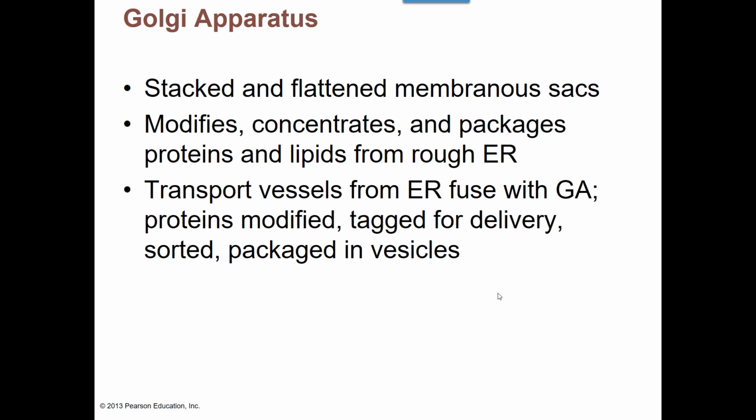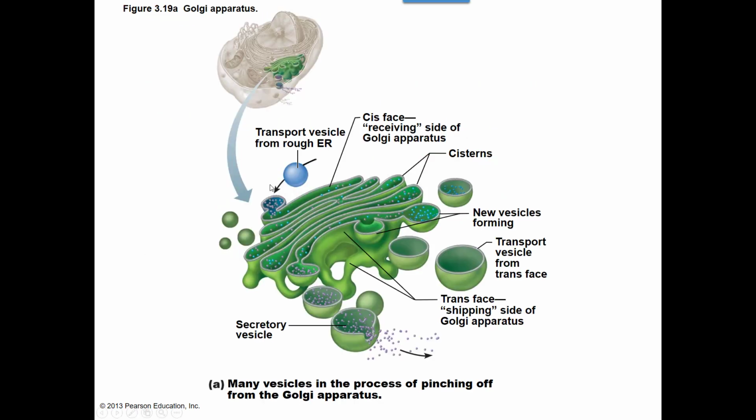So this is showing that a little rough endoplasmic reticulum vesicle with some proteins in it is going to arrive at the Golgi apparatus. It's going to fuse. All those proteins are going to go in there, they're going to get sorted, they're going to get repackaged, and then they're going to get shipped out in their own vesicle to go wherever they need to go. Maybe it's for some type of secretion out of the cell, maybe it's to go to some other type of organelle, but they get shipped out.